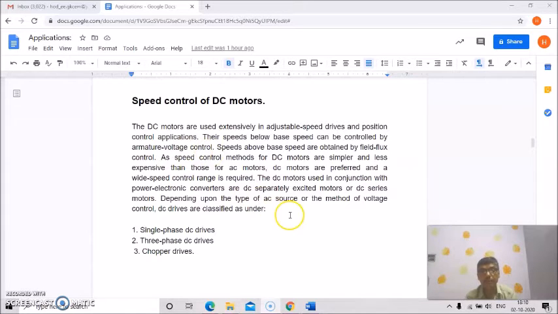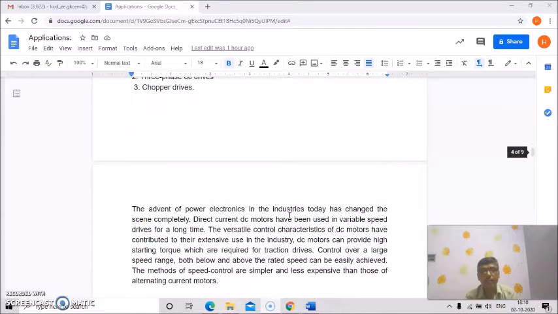With the advent of power electronics, the industry today has changed completely, and direct current motors have been used in variable speed drives for a long time. The versatile control characteristics of DC motors have contributed to their extensive use in industry. The DC motor can provide high starting torque, which is required for traction drives, and control over a large speed range, both below and above the rated speed, can be easily achieved. The methods of speed control are simpler and less expensive than those of alternating current motors.